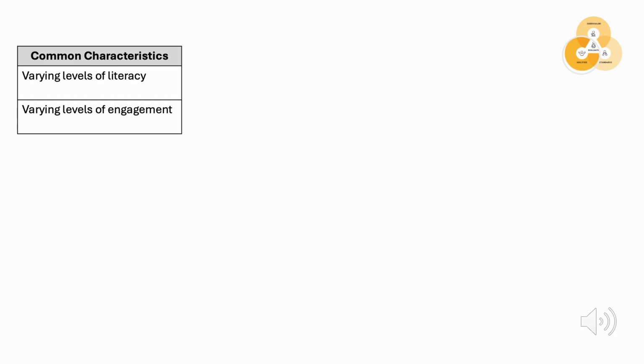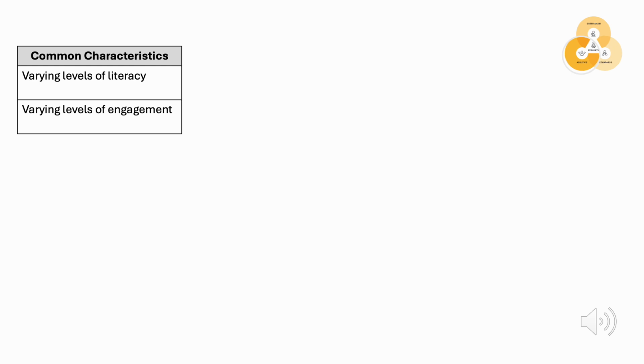We begin this process by identifying the common characteristics we see in our classroom. We're not thinking about individual students at this stage. We're thinking about everyone in our classroom. We're thinking about what are those common things that we see that connect students. In this example, we're seeing varying levels of literacy and varying levels of engagement.